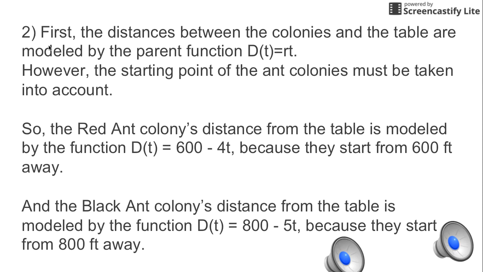Now let's go over the second problem. First, the distances between the colonies and the table are modeled by the parent function. Distance as a function of time is rate times time. However, the starting point of the ant colonies must be taken into account. So, the red ant colony's distance from the table is modeled by the function distance as a function of time is 600 minus 4 times time, because they start from 600 feet away. And the black ant colony's distance from the table is modeled by the function distance is 800 minus 5 times time, because they start from 800 feet away.